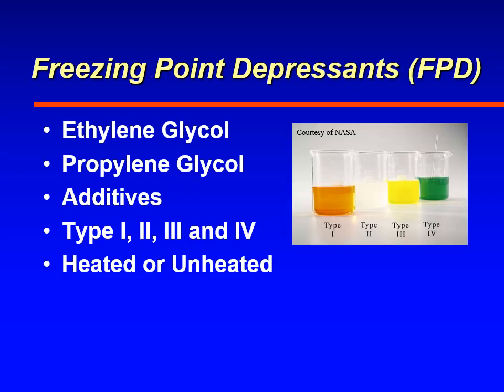Freezing point depressants are made of primarily ethylene glycol or propylene glycol. There are different types of additives that will change the viscosity of the fluid, and as a result, we have four different types of solution. Type 1, 2, 3, and 4, which may be applied to aircraft either heated or unheated.